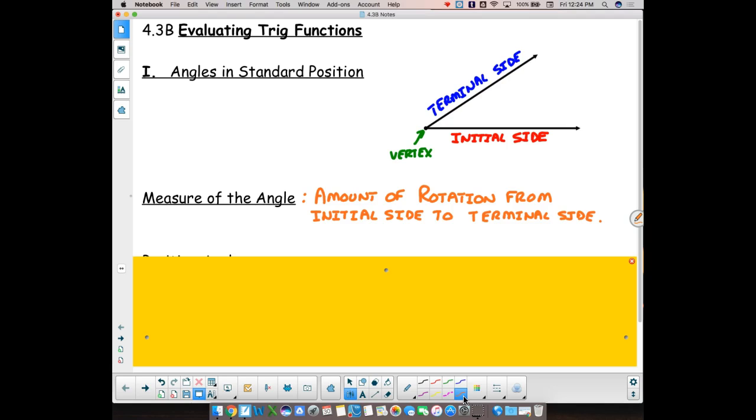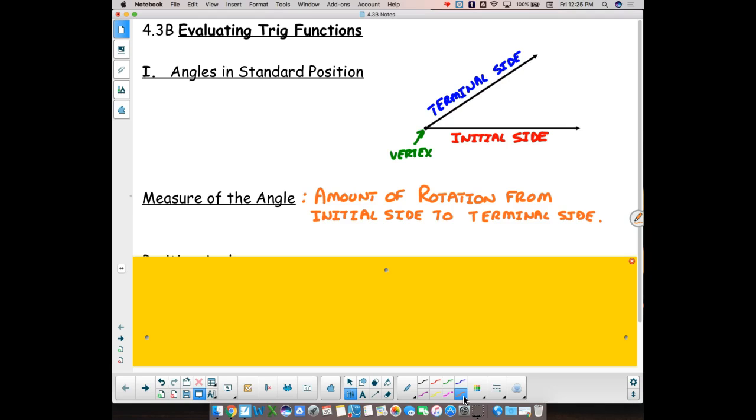So the measure of our angle is the amount of rotation that it takes to go from our initial side to our terminal side. Now, we can rotate one of two ways. I can rotate like this, or I can rotate like this, right? Or, to make it universal for everyone, and I know that you guys are of a digital age, but there used to be this thing called analog clocks. There's an example of one right up there. Clockwise and counterclockwise.